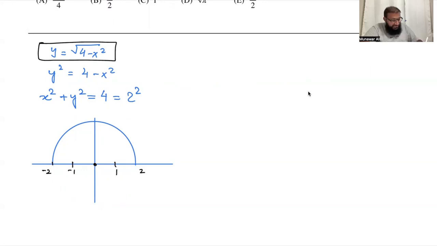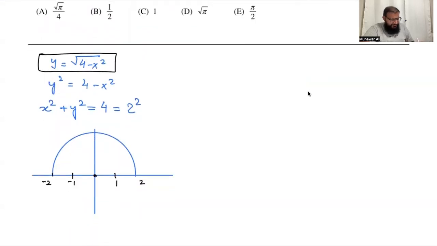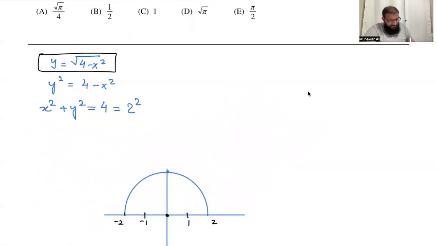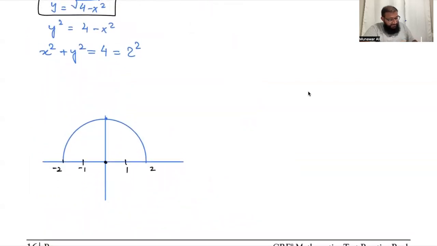So this is the square root of 4 minus x squared. Let me draw another one, which is x plus 2. At x equal to 0, this would be 2, and then we can take it out. It's a straight line. So y equal to x plus 2 would be a straight line, you can see, like this.